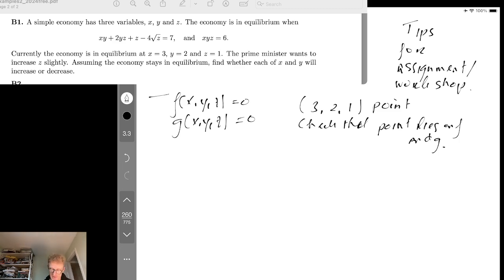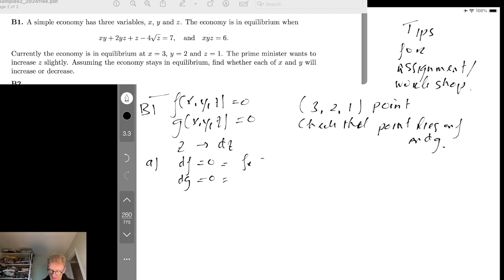Two surfaces f is 0 and g is 0 define an intersection. There will be a line. The Prime Minister wants to increase z slightly, so z goes to dz, and that's all. There's no value given. So what we need to do, step 1, so this is question B1, is to calculate df and dg, both 0.